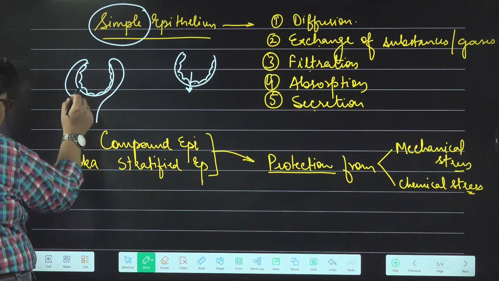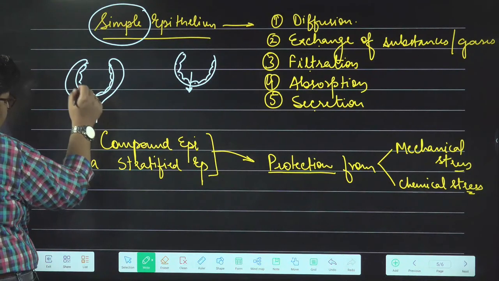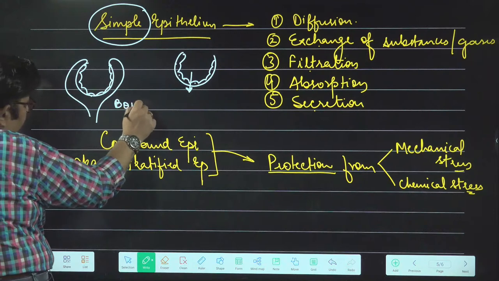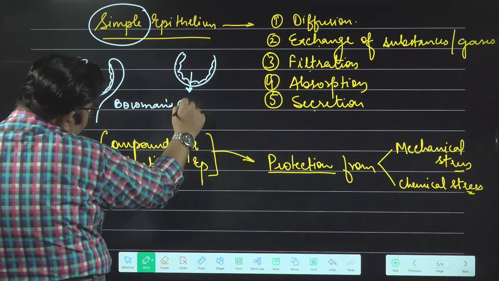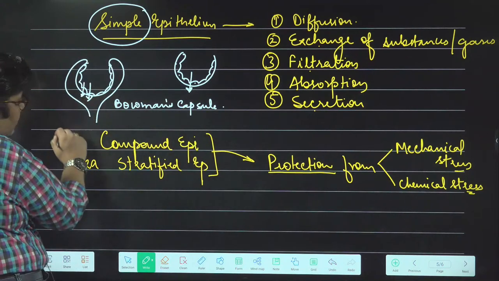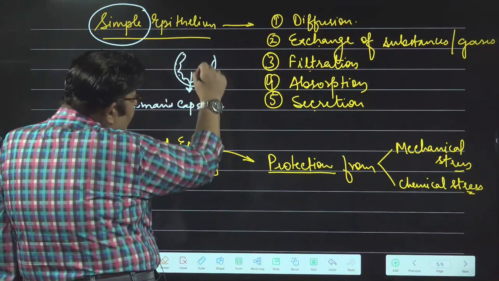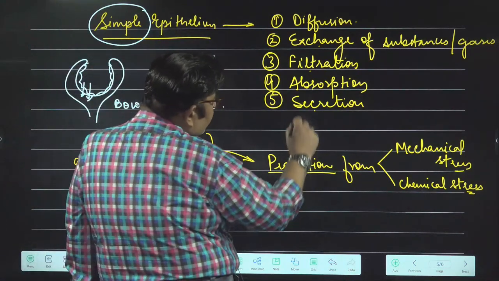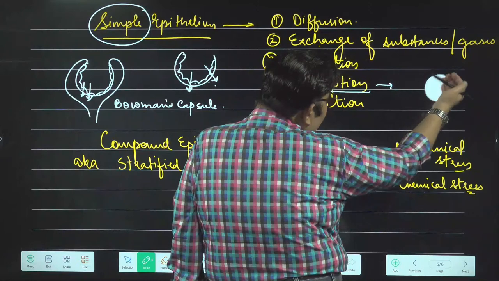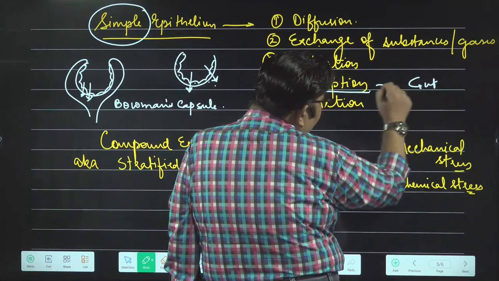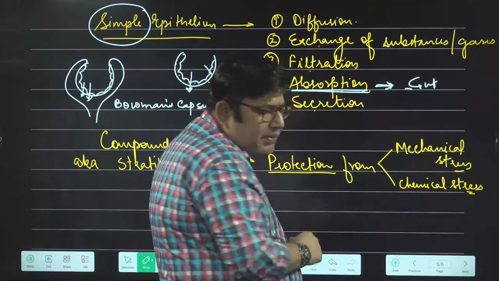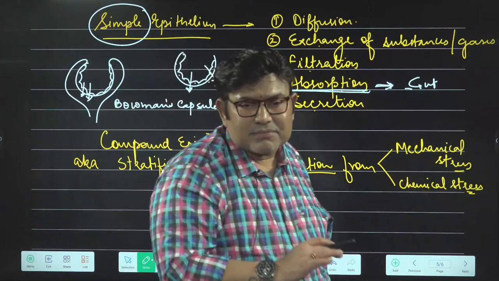You know that the cells are simple squamous and the cells are called podocytes. So this is a Bowman's capsule, and here also the simple epithelium across which the filtration of the blood occurs. And this is the alveolus, here also the simple epithelium. Absorption in the small intestine, or we can say in the gut, wherever absorption is occurring, yes, gut lining must be simple epithelium.